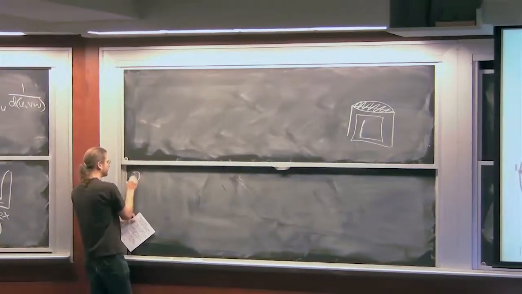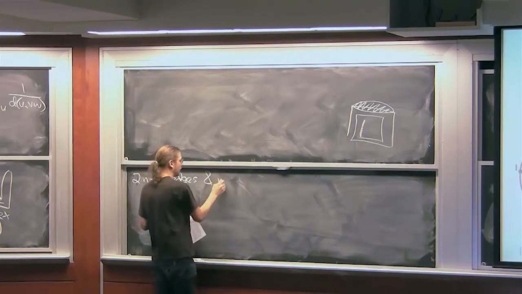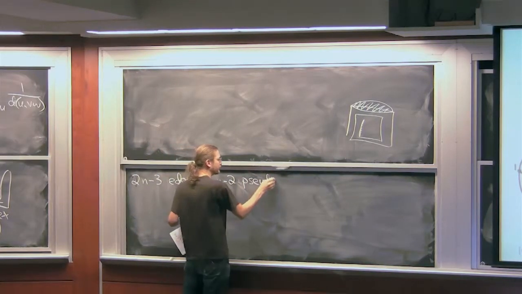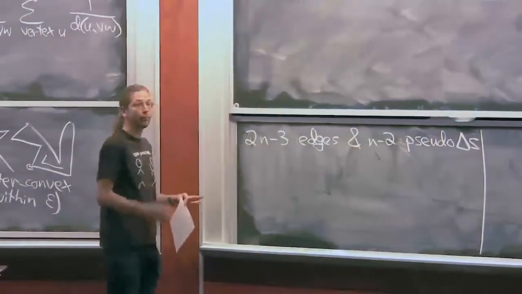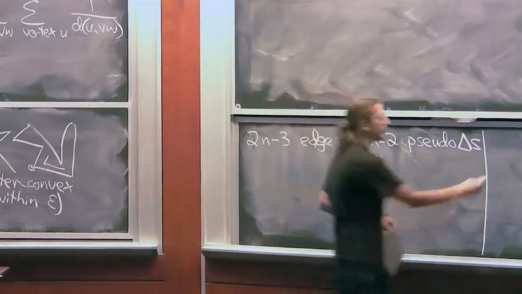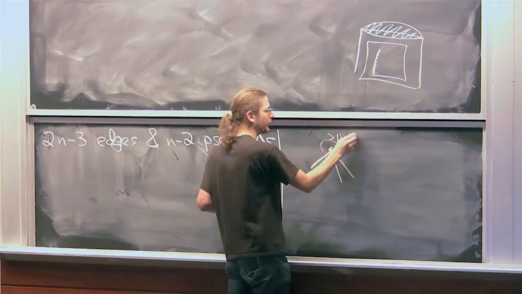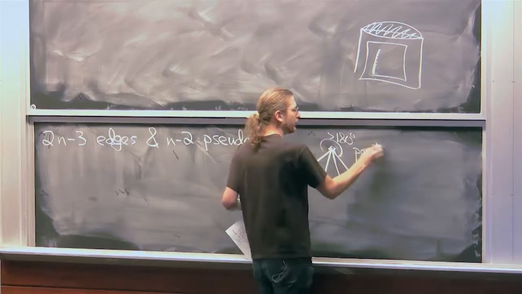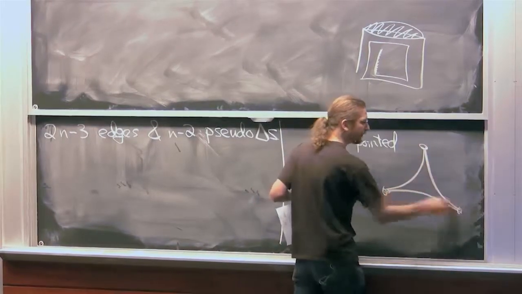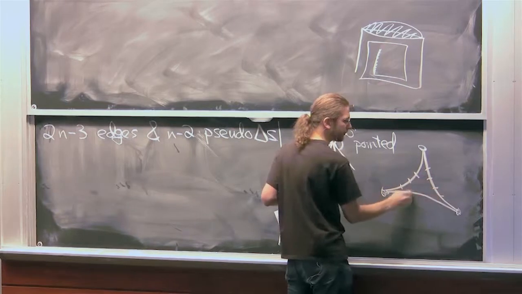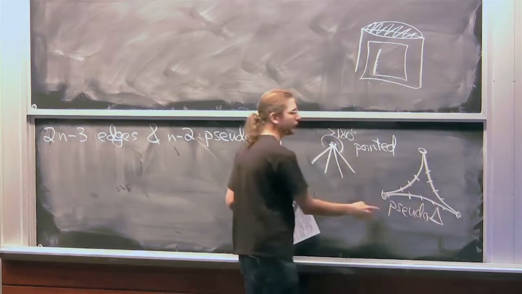A pseudotriangulation has 2n minus 3 edges and n minus 2 pseudotriangles. Always. If you draw a pointed pseudotriangulation, remember pointed means at every vertex of the pseudotriangulation you have some angle bigger than 180, a reflex angle. This is the pointed property. Pseudotriangles mean that all the faces look like this. They only have 3 convex vertices. All the other vertices are reflex. So the pointed pseudotriangulation has both of these properties.